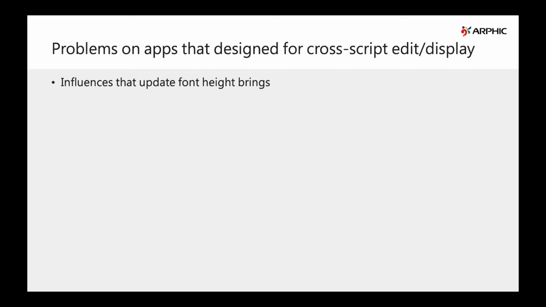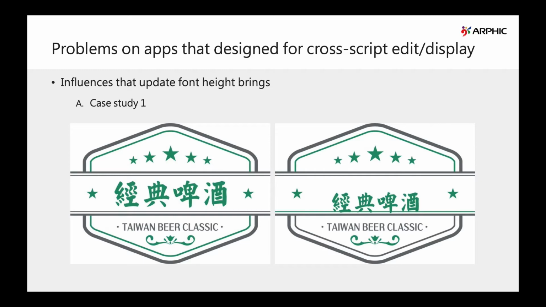And then I have some case studies of the influences that updated font height brings. This is a case study of one of our clients' software influenced by font metrics values when calculating font size and position. The left picture shows how the characters should look and where they should stay, while on the right picture, you can see the font size is smaller and the phrase is not centered.